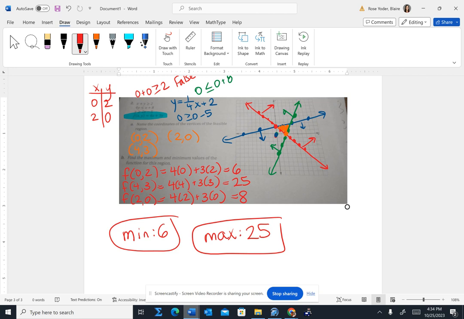So sometimes it asks for what's the best solution. So sometimes it asks for the (0, 2). Sometimes it asks for the 6. It looks like it asks for the minimum value of the function. So I think they're looking for the 6. The maximum value of the function, I think they're looking for the 25. So hopefully that helps.